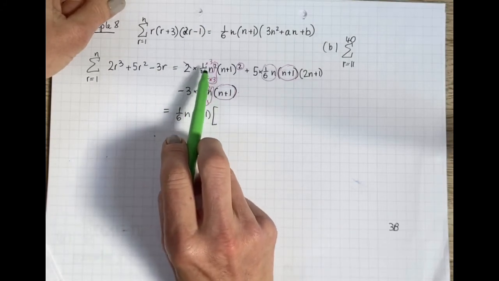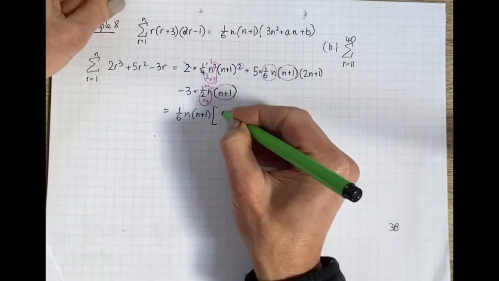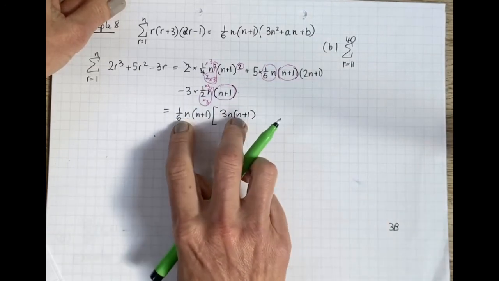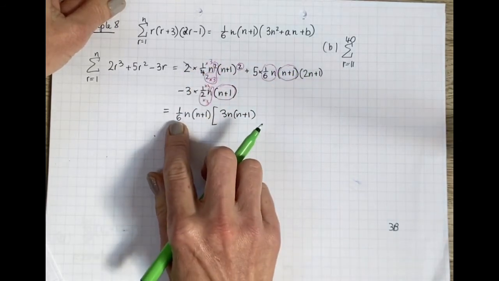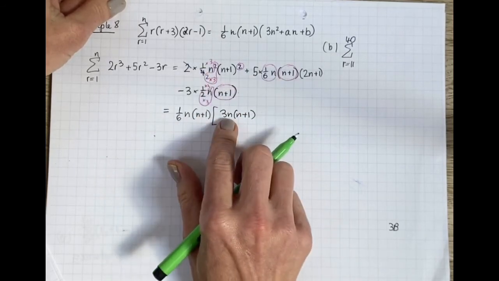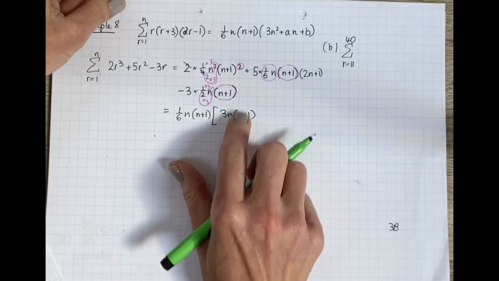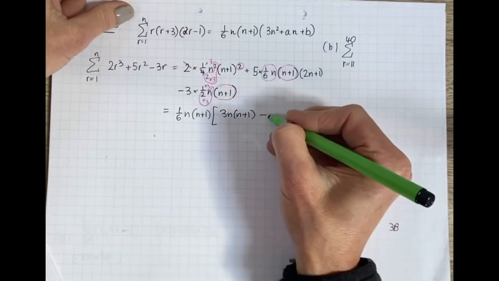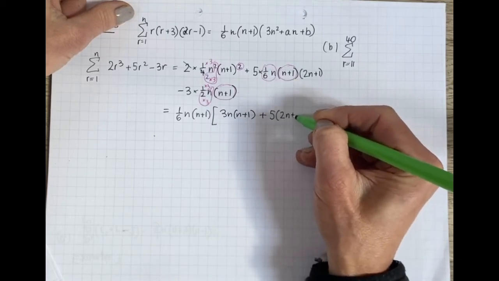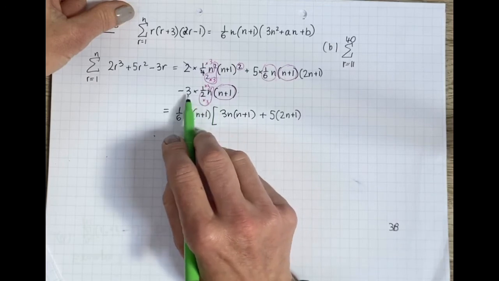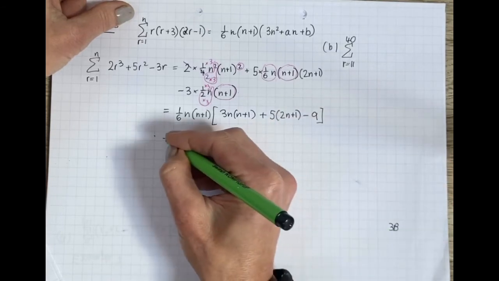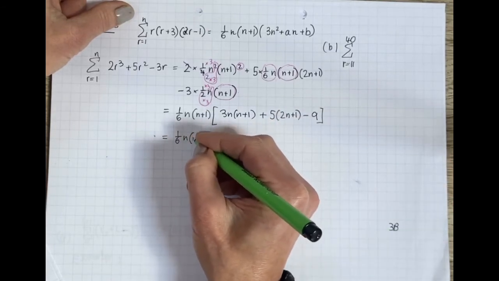So over here I've got 3n, n plus 1 left. Check whether these two, when times together, give me this expression. So 1/6 times 3 is a half. We did have a half. n times n is n squared. n plus 1 times n plus 1 is n plus 1 squared. That's correct. So this one here will be left with 5 and 2n plus 1. And this here will be minus 3 times 3, minus 9. Okay, so 1/6 of n, n plus 1.